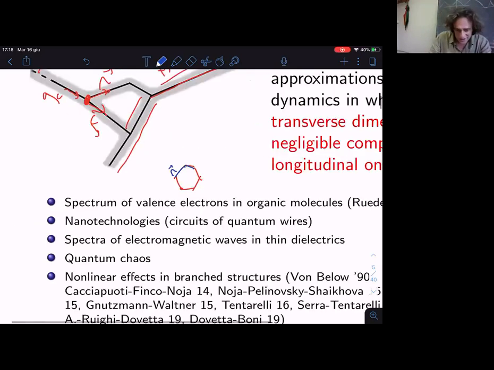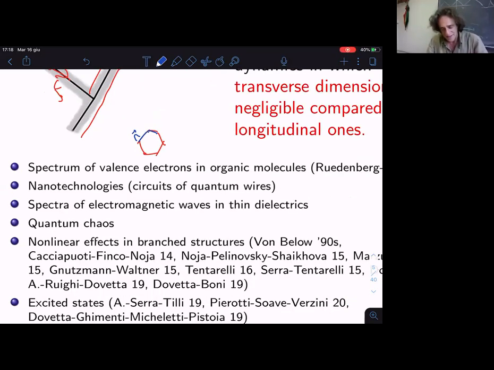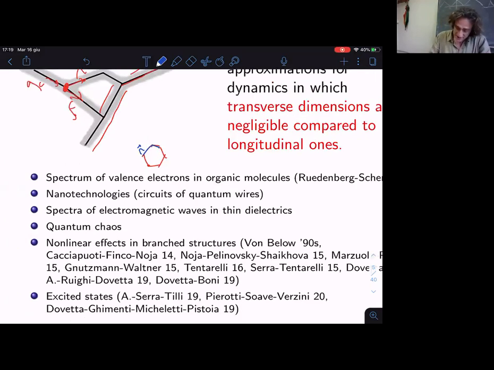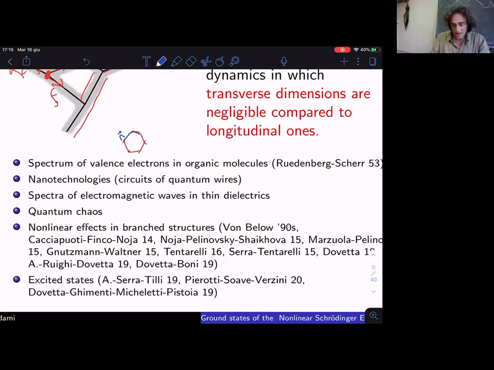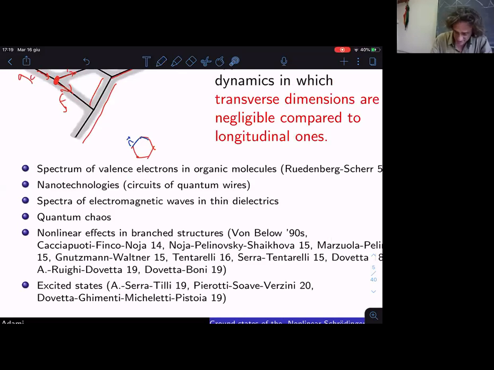Tables of sort of milestone in the computational chemistry. So this was an idea of Linus Pauling. And then there are many other possible applications. Here I basically stressed the application related to quantum physics.